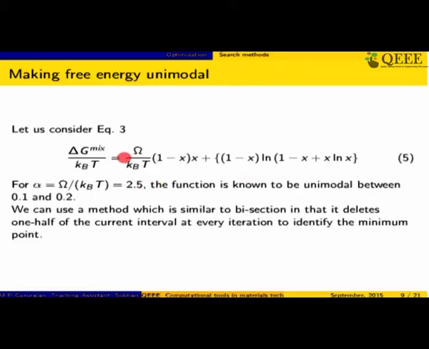So what do we have now? We have 2.5 times (1 minus x) times x plus (1 minus x) log (1 minus x) plus x log x. That is the function. Unlike the other method, we don't have to take the differentiation with respect to x and equate it to 0. Instead, we know that this function is unimodal between 0.1 and 0.2, so we are going to use the interval halving method to find the point at which this value becomes an extremum, specifically in this case a minimum.